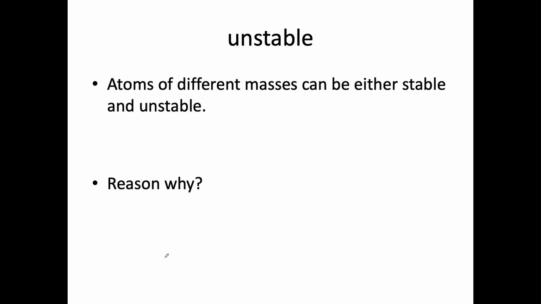Now, some elements have unstable nuclei. And atoms of the same element that have different masses can be stable or unstable. Why? Because you either have too many protons or too many neutrons, or both, and for some reason the nucleus can't handle it. There's not enough force developed to keep them together, and then they break apart.